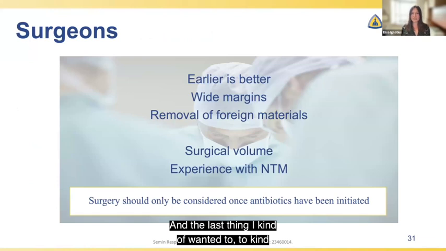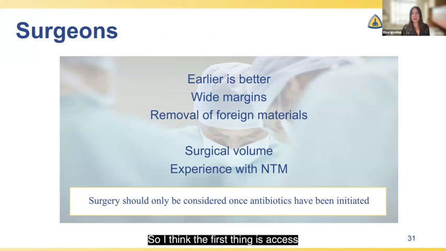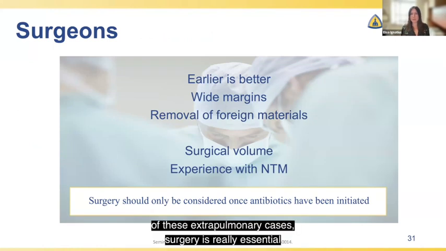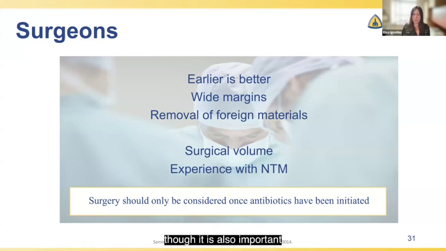And the last thing I wanted to close on are some features that patients or their caregivers or providers can keep in mind when managing these extrapulmonary cases that will hopefully allow patients to have better outcomes. So I think the first thing is access to experienced surgeons. In general, as I've mentioned, for many of these extrapulmonary cases, surgery is really essential. And the general consensus is that the earlier, the better. Though it is also important that the patient be started on some antibiotics before they go forward with surgery, in order to increase the likelihood that surgery will be successful and the infection will be surgically removed if possible.